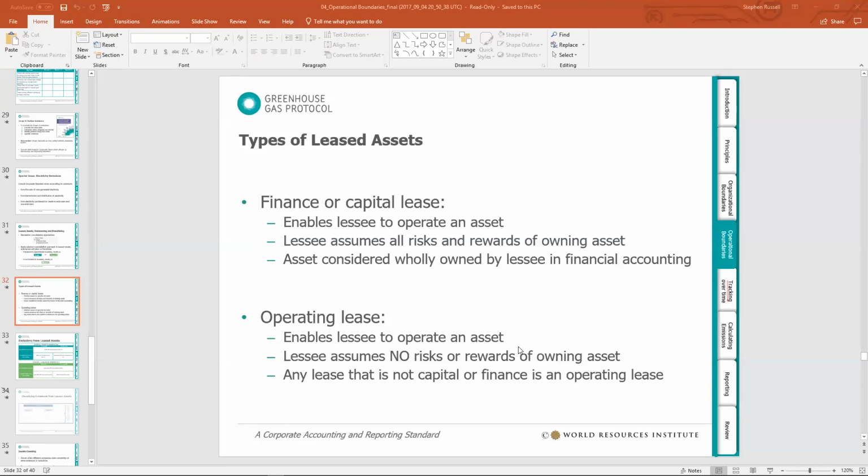The second type of lease is an operating lease, and this type of lease enables the lessee to operate an asset, such as a building or a vehicle, but doesn't give the lessee any of the risks or rewards of owning that asset. In an operating lease, the lessee only has use of the asset for some of its useful life. Any lease that isn't a capital or a finance lease is an operating lease.